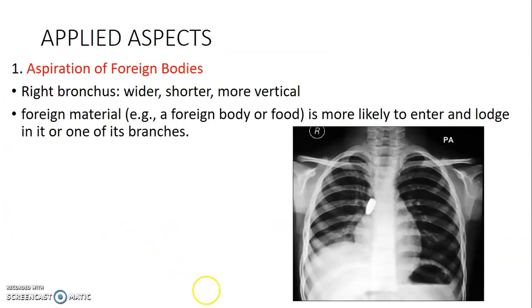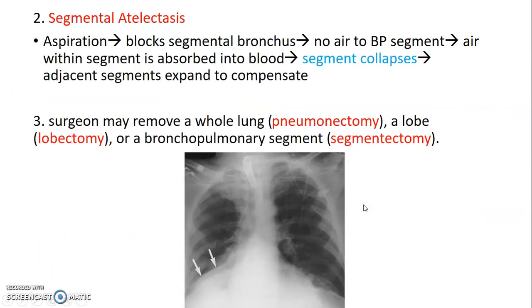Because the right bronchus is wider, shorter, and more vertical, foreign bodies tend to dislodge towards the right side. Then, because of the septation and the connective tissue, after aspiration, depending on which airway the foreign body has obstructed, it can lead to that segment collapsing because no air is entering the segment. So that's what you call segmental atelectasis, when the segment collapses because of aspiration by a foreign body that blocks a segmental bronchus.